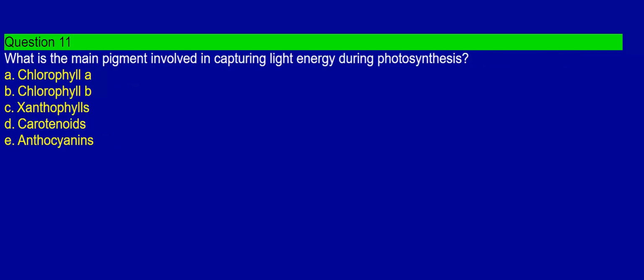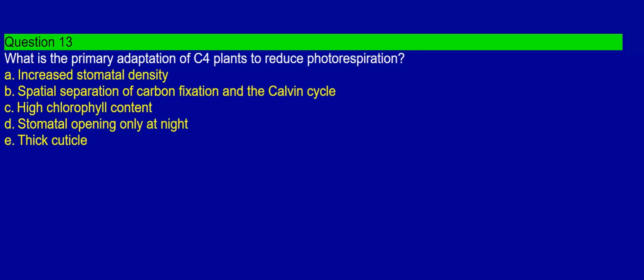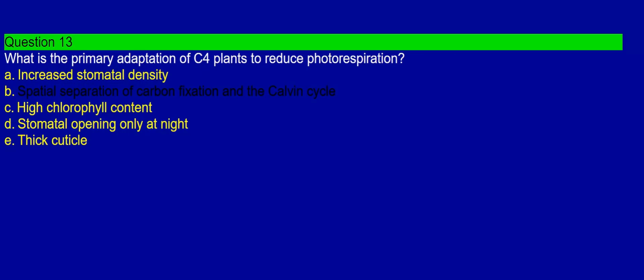Question 11. What is the main pigment involved in capturing light energy during photosynthesis? Question 12. The primary source of carbon for photosynthesis in plants is. Question 13. What is the primary adaptation of C4 plants to reduce photorespiration?